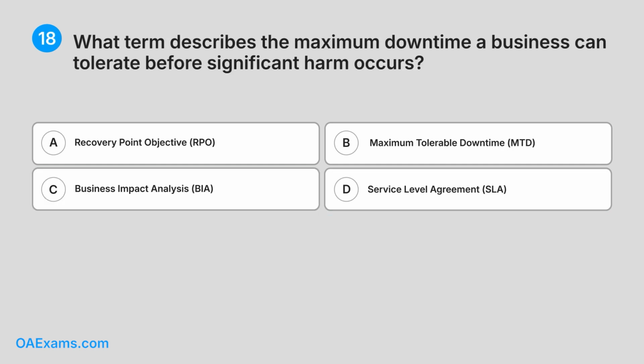18. What term describes the maximum downtime a business can tolerate before significant harm occurs? A. Recovery point objective. B. Maximum tolerable downtime. C. Business impact analysis. D. Service level agreement. Do you know the answer?